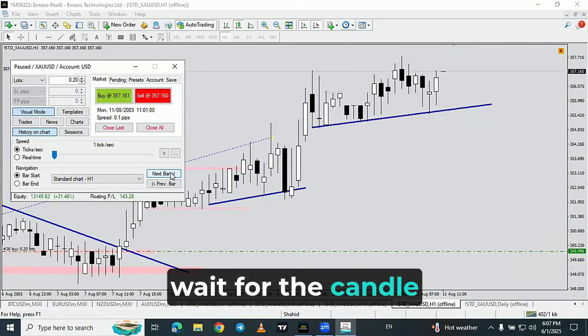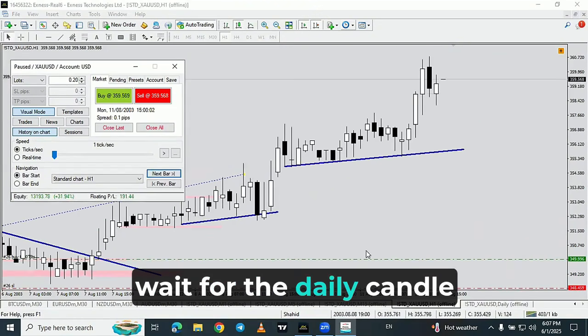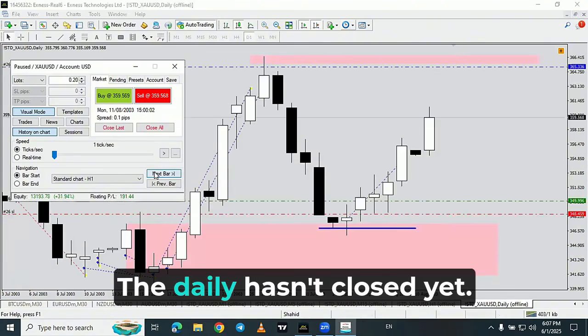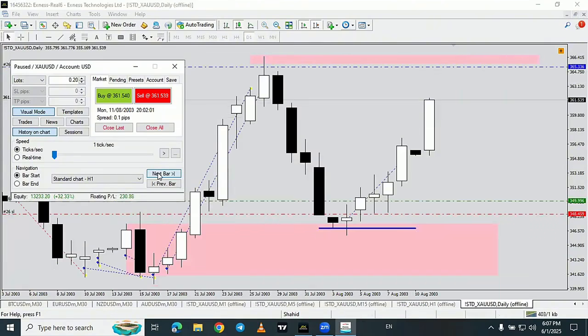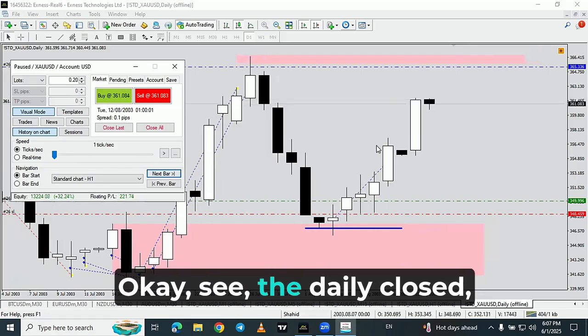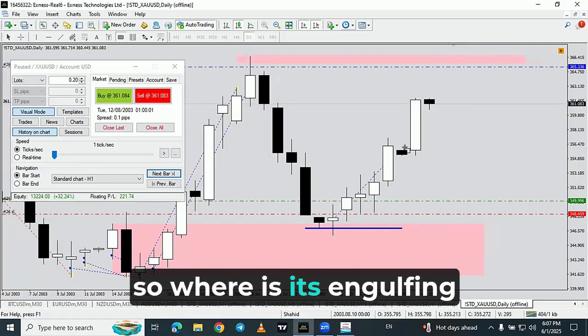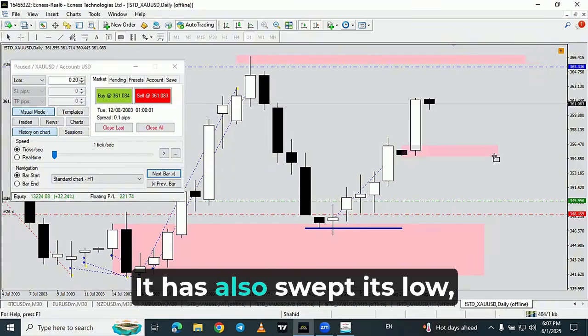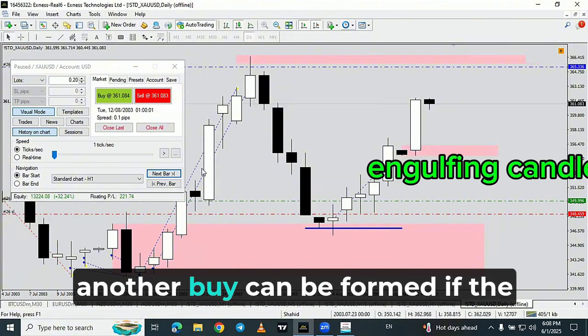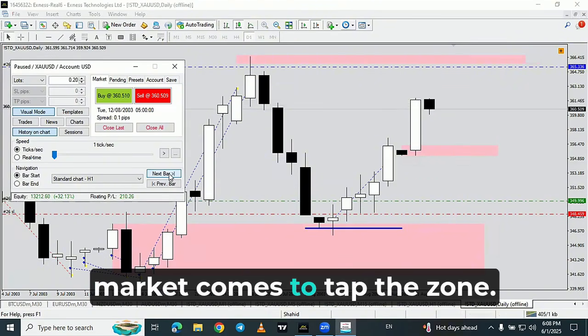Okay, wait for the daily candle to close here. The daily hasn't closed yet. Okay, see, the daily closed, so where is it engulfing in this whole zone? It has also swept its low. So here another buy can be formed if the market comes to tap the zone.